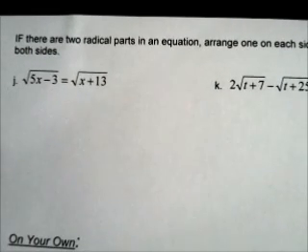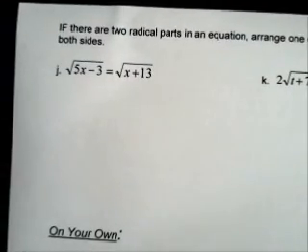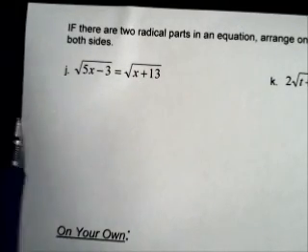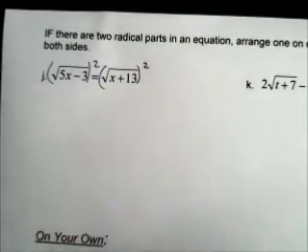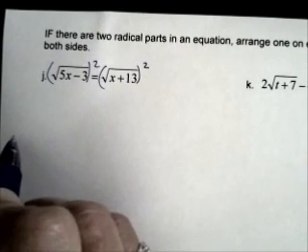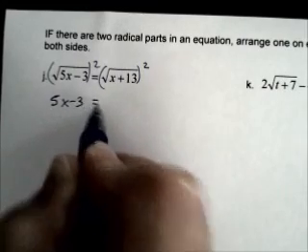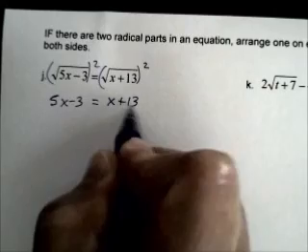If there are two radical parts in an equation, arrange one on each side of the equal sign and square both sides. Okay, so here in J we have two radicals. They're already on either side of the equation, so we simply square both sides. So the square root of 5x minus 3 squared is simply 5x minus 3, and the square root of x plus 13 squared is x plus 13.